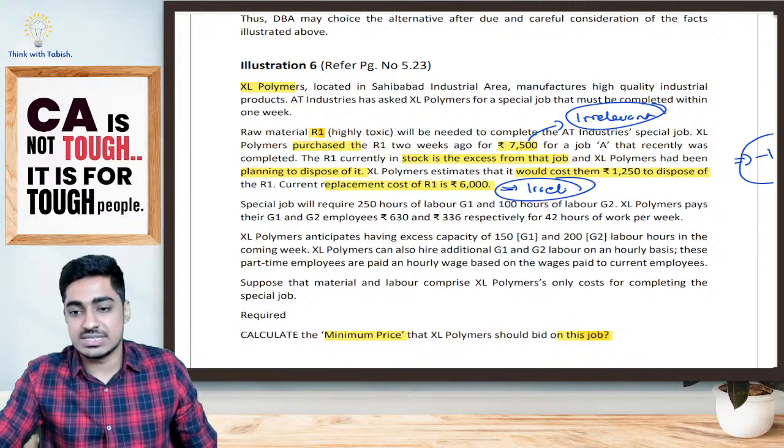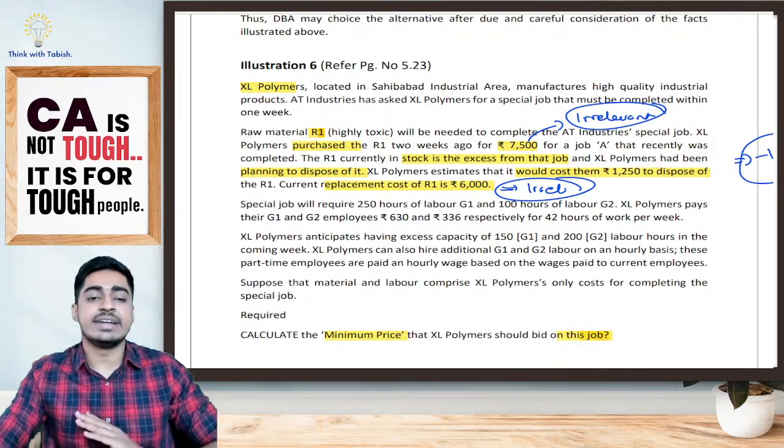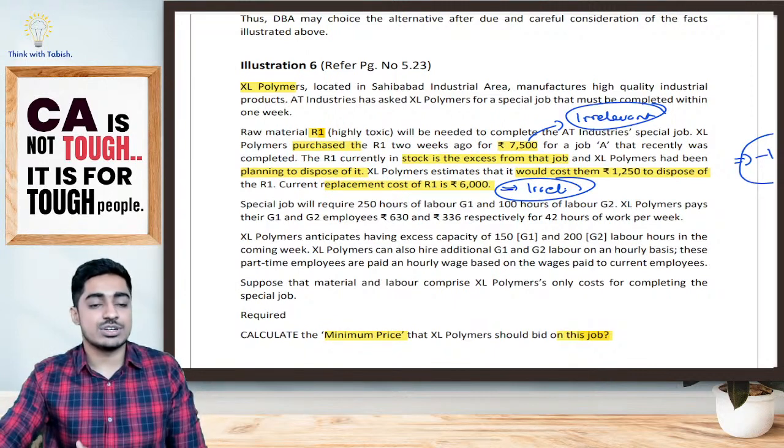Is it clear, students? Yes, what about other topics in decision making? Entire topics, entire questions will be finished off.